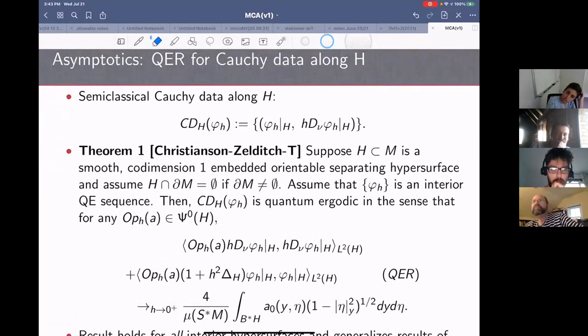So, QER theorems for Cauchy data. What is Cauchy data? Well, we simply consider the two-tuple of the eigenfunction restrictions to H. Phi sub H here is, I'm shifting to semi-classical notation. And the second slot is the normalized normal derivative of the eigenfunction restricted to H. Again, I multiplied by the Planck's constant h here just to make sure everything is semi-classical order 0. So that's the Cauchy data.